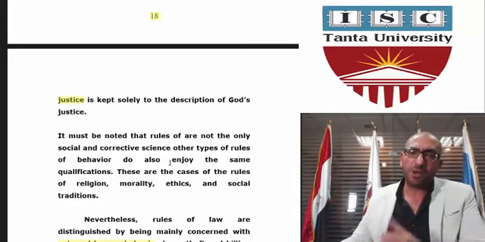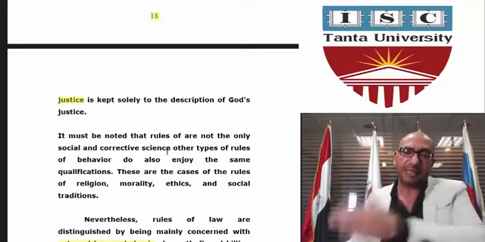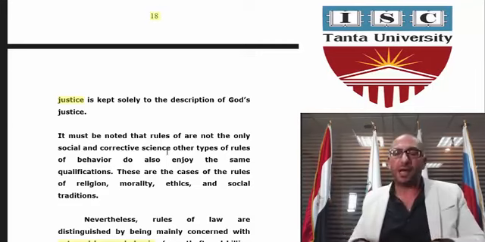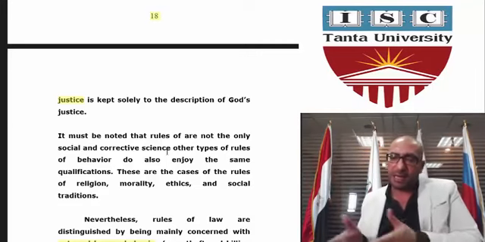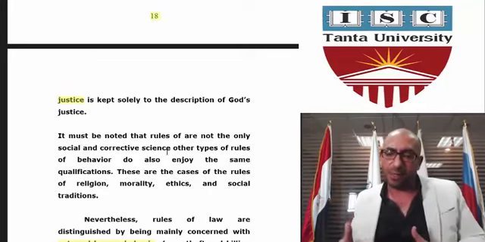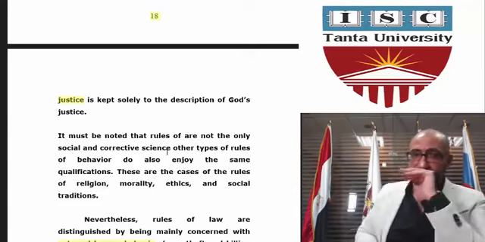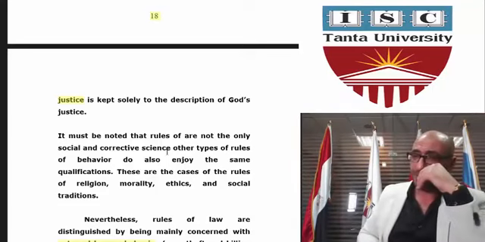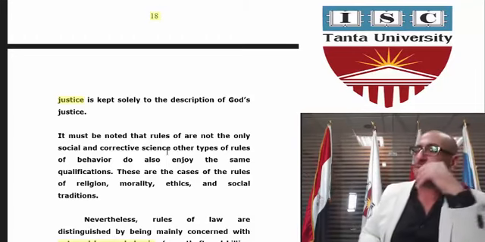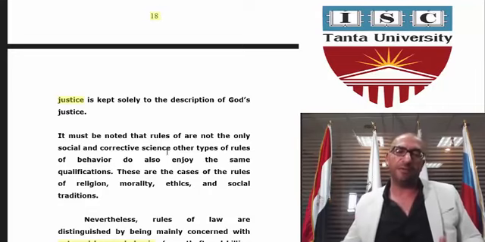So it must be noted as well that legal rules are not the only social and corrective rules, there are other types of rules of behavior. There are the rules of religion and morality, ethics and social traditions. يعني هناك common base أو shared ground بين القانون وبين مجموعة من القواعد الأخرى اللي aims to correct the social behavior as well. اللي هي religion rules, قواعد دينية, morality rules, ethical rules, social traditions, قواعد اجتماعية, courtesy rules, قواعد مجاملات، كل هذا يشترك فيه القانون. It aims to correct the social behavior.